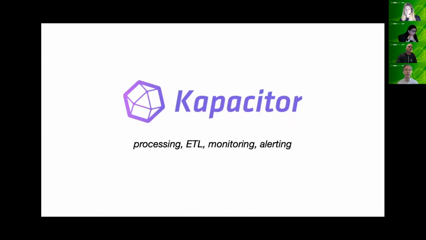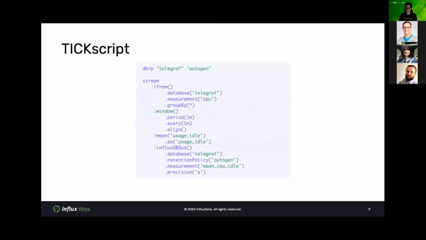The next part of the stack was Kapacitor. We launched, I think, the alpha of Kapacitor in September of 2015. This was built primarily by Nathaniel Cook. Kapacitor is our project for doing ETL and processing and monitoring and alerting. For that, Nathaniel and I came up with a new language for defining those tasks, and it's called TICKscript. And it looks like this.